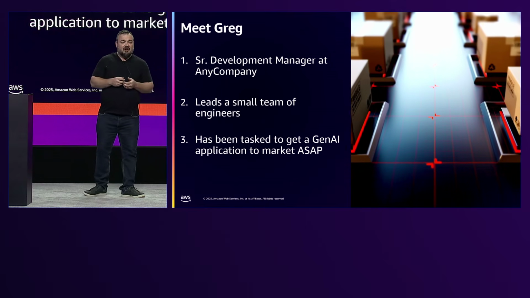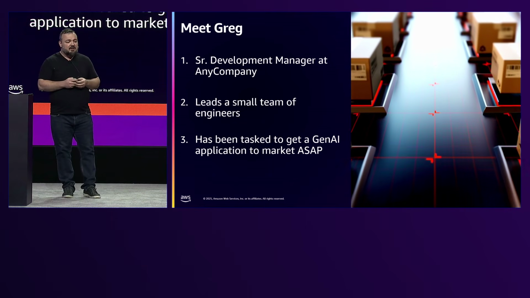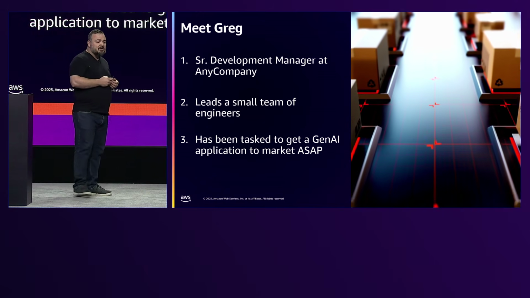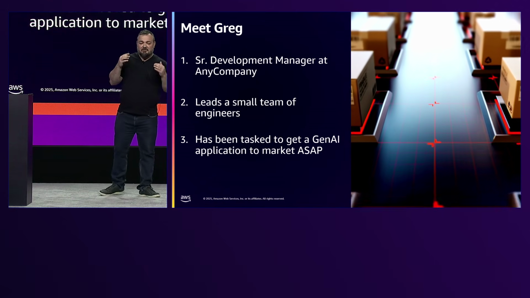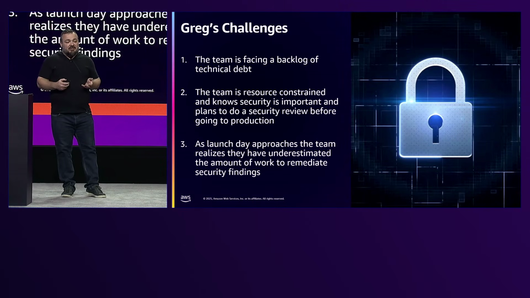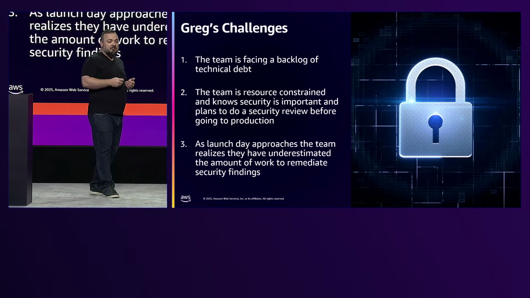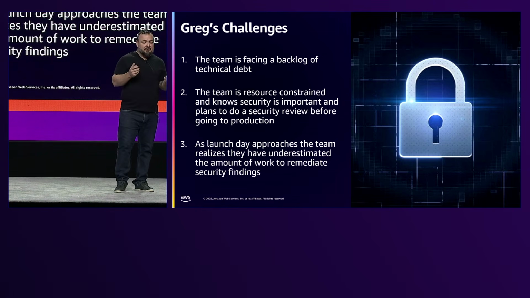So meet Greg. He's a software development manager at any company, leads a small team of engineers, and like we were saying before, he's been tasked to get a GenAI app to market ASAP. So lots of pressure coming in from his executive team. Greg's challenges are that the team's already facing a backlog of technical debt that just seems to get bigger and bigger after each sprint. The team's already resource constrained.